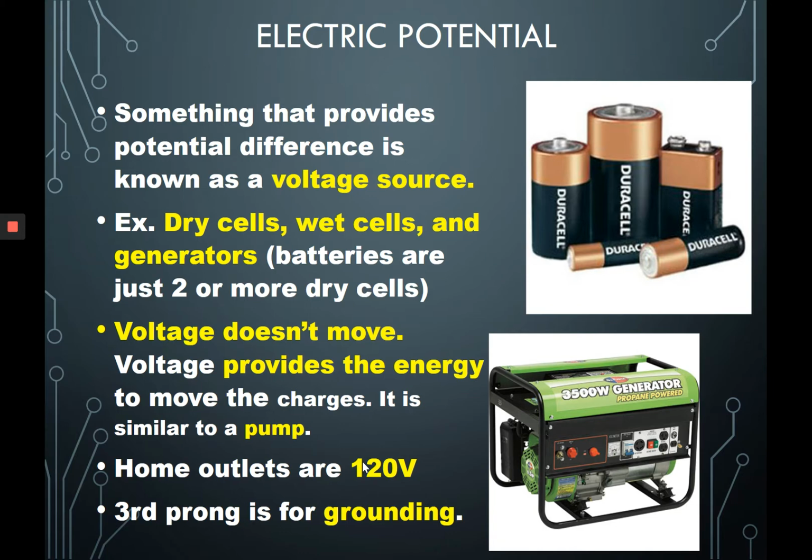Now, home outlets in America are 120 volts. If you go overseas, they're 110. But if you look at the big outlets behind the washer and dryer or behind the refrigerator, you're going to find that those are 240 volts here in America, and I believe they're 230 volts overseas and in other countries. And there's also a third prong, that's a grounding line. It allows charges to move to and from the ground.